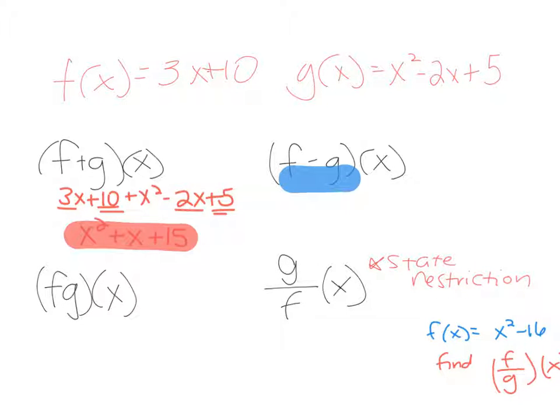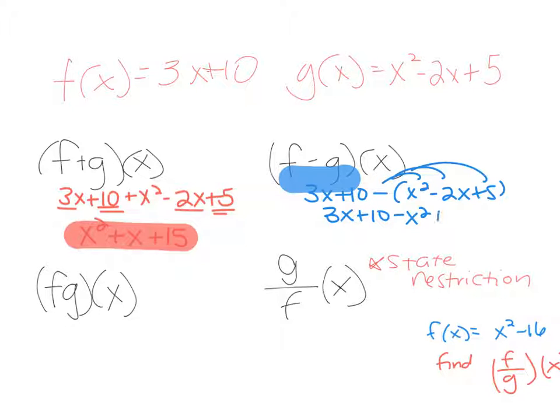All right, f minus g. So this time the order is important. I want to do the f first and then the g. So the f minus the g, which means that minus goes to all the terms that are in g. So this would be 3x plus 10 minus x squared plus 2x minus 5. And then you combine your like terms, so negative x squared, positive 3x plus 2x is positive 5x, positive 10 minus 5 is positive 5.